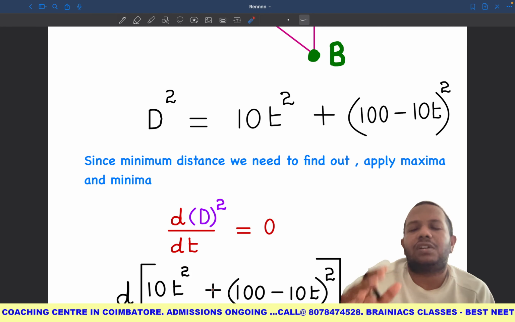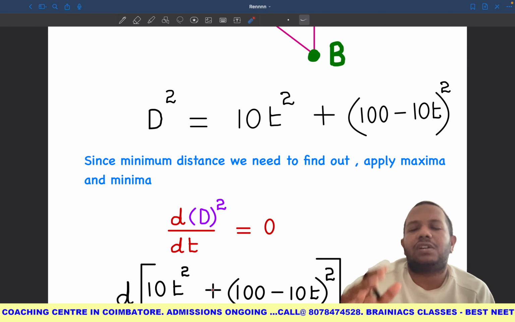We already know d square is equal to (10t) square plus (100 minus 10t) the whole square. I am substituting that. Now I need to do the differentiation of this, and this is equal to 0, with the right hand side maintained the same. Now, differentiating, I am just splitting it up: d by dt of (10t) square, plus d by dt of (100 minus 10t) the whole square, equal to 0.